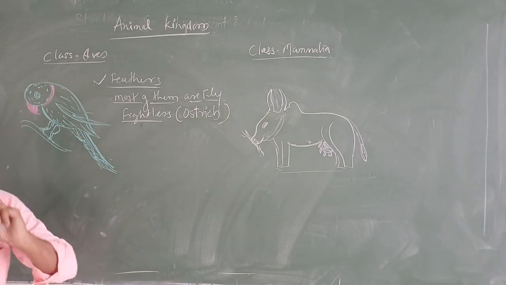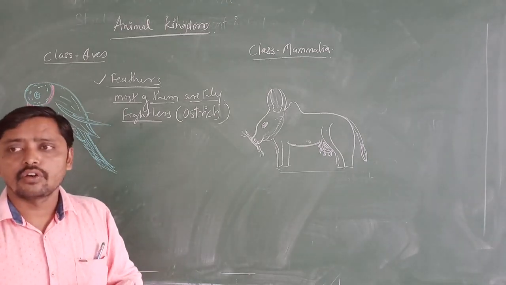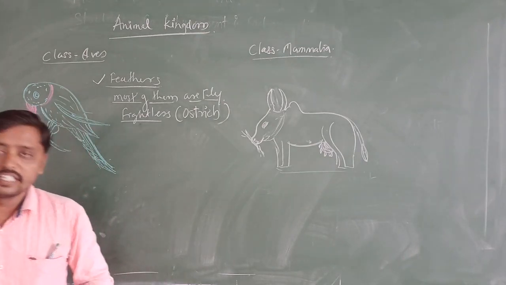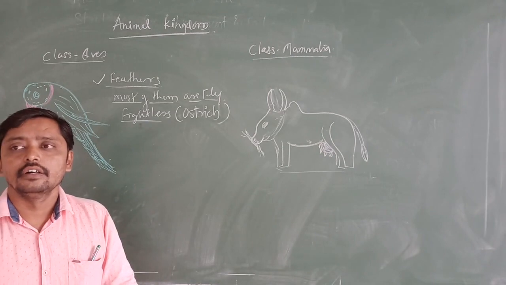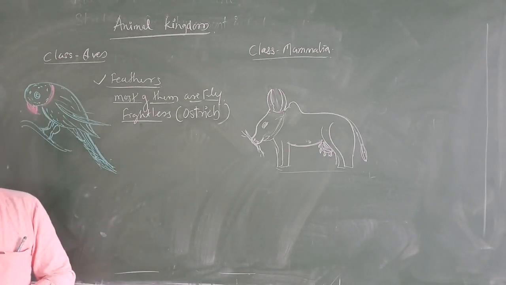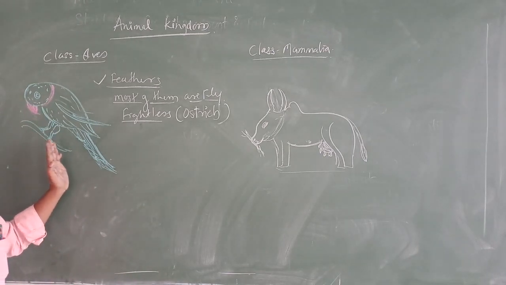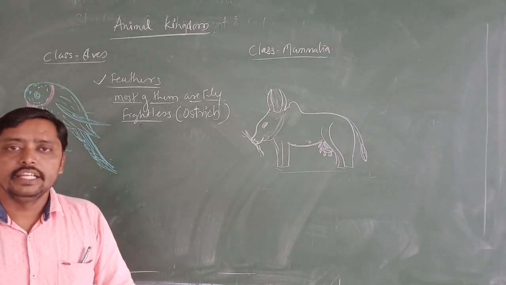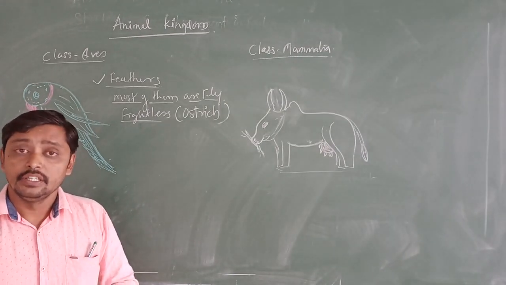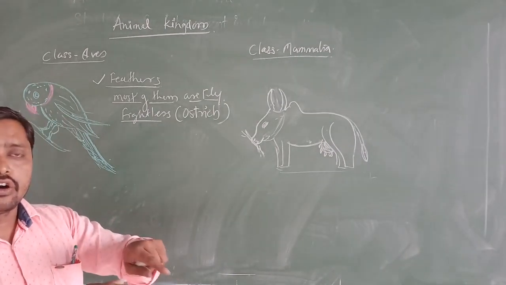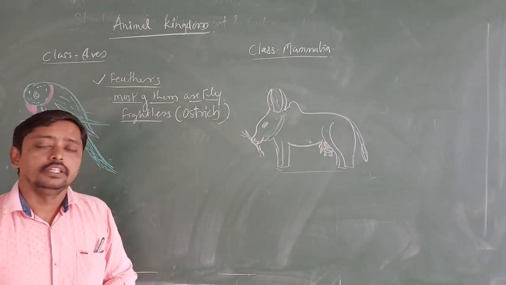Second point: earlier, when studying amphibians and reptiles, we discussed the two pairs of locomotory organs, in the sense limbs. Here also we have two pairs of limbs. The front limbs we call forelimbs, and the back limbs we call hind limbs.